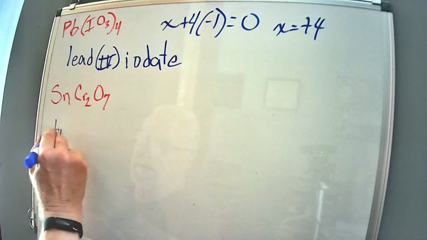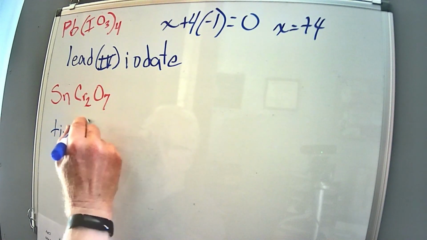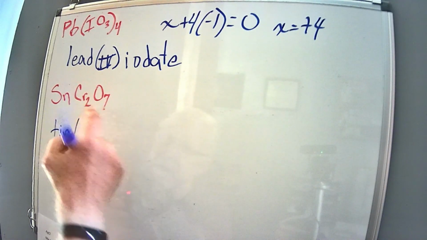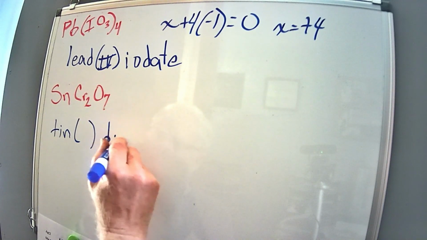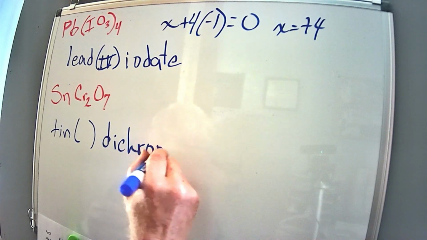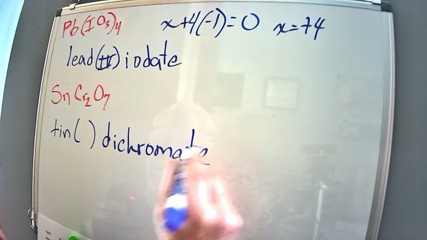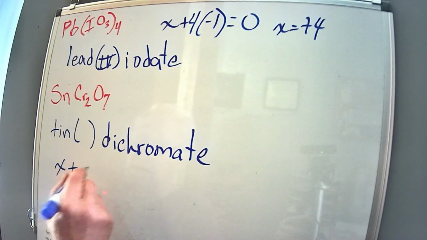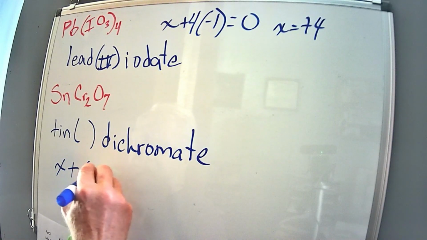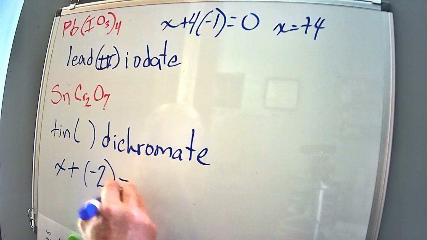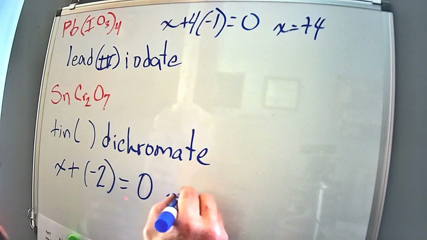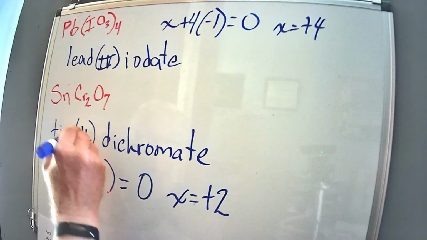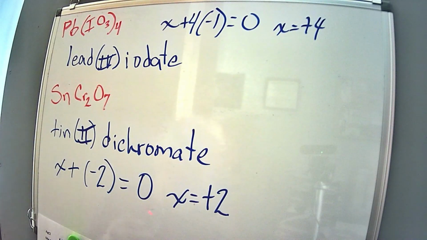We have Sn, which is tin. Multiple charges, so we got the parentheses. Cr2O7, this polyatomic ion, is the dichromate ion. Tin we don't know the charge on, so it's X. Dichromate is a negative 2. The whole thing has to equal 0. So X is equal to a positive 2. So this is tin 2 dichromate.